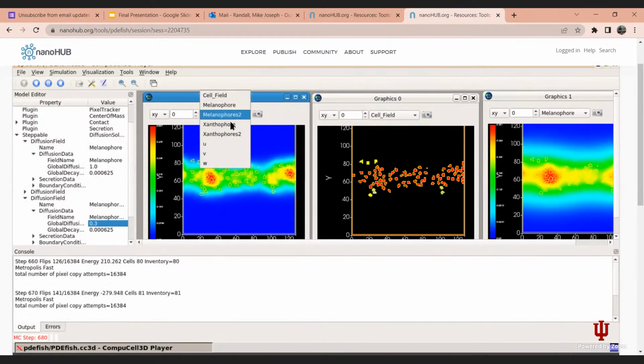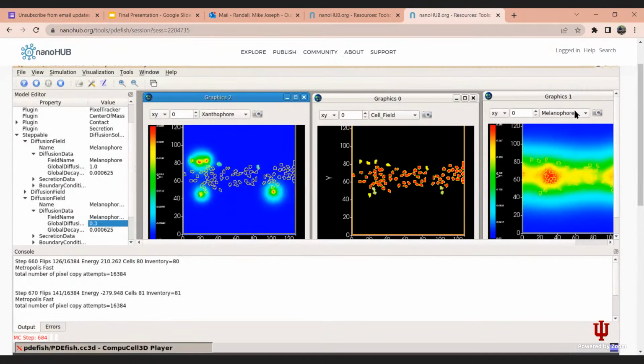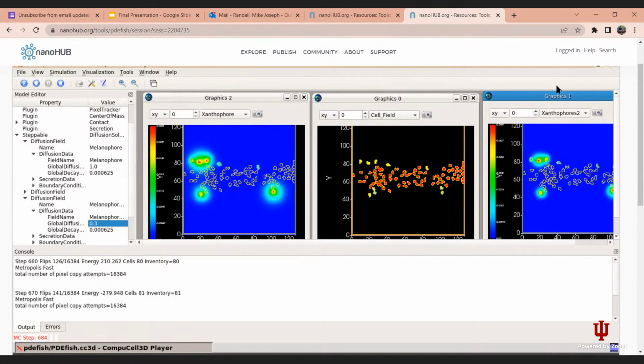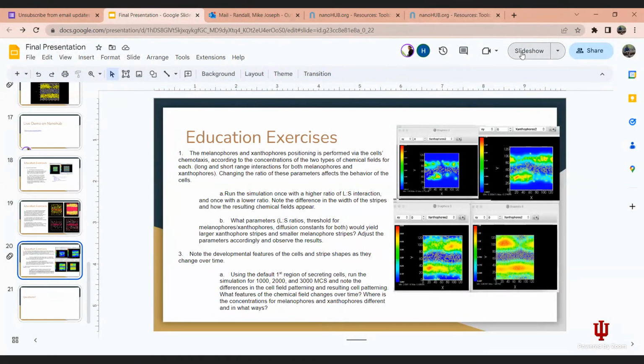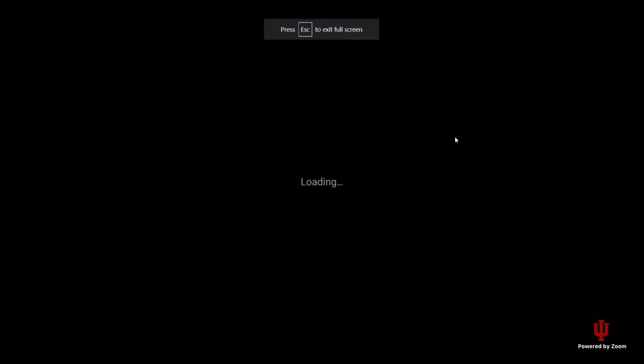And so we should be able to see some of the chemical fields there coming out. And it's running pretty slow, so it'll be a while until we actually start to see the stripes coming out. But I think that's good for the NanoHub side. Let me see. I can go back and talk about some of the exercises that we had.